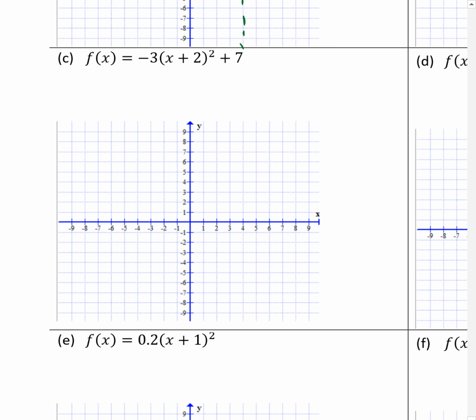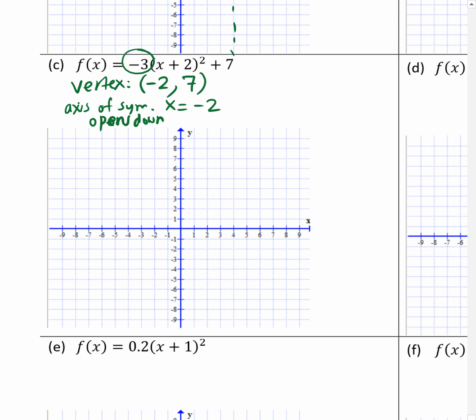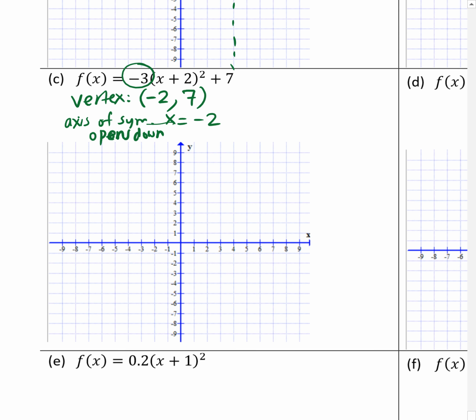So this next guy, part C, you have your vertex is h comma k. H is negative 2, k is 7. That means your axis of symmetry is going to be x equals the x value of the vertex, negative 2. And because the value of a is negative 3, that's negative, it opens down. So notice when you graph these guys, you're not really using the opens up or down. It's just kind of a check. Once I connect the dots of my graph, is it actually opening the way it should? So if I connect the dots of this graph, and it seems like it's opening upward, then I know something's wrong because it should open downward.